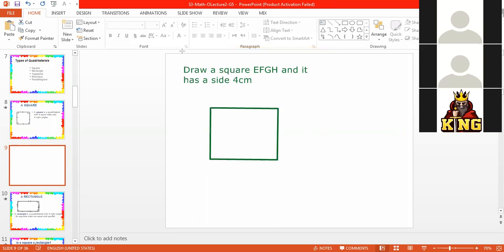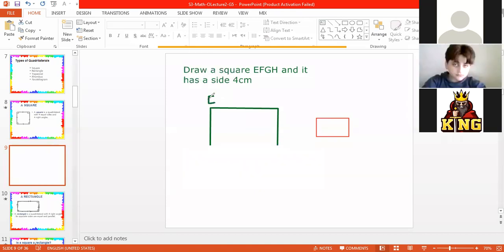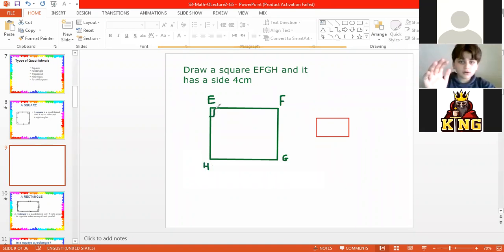What can you see right now? It's a square. Let us name this square: E, F, G, H. Excellent. And what do I put? I just put corners right here to indicate that they are perpendicular, or right angles. And I put a point like this, just to indicate that the sides are equal.